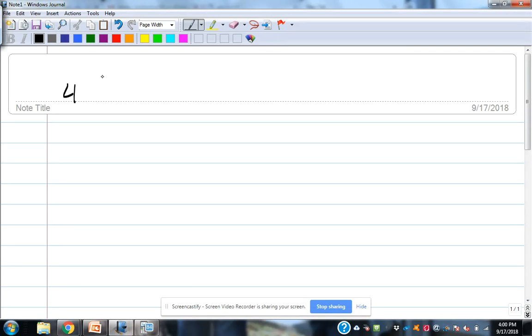Section 4.2, modeling linear functions. All right, so we're going to deal with linear functions and their model.